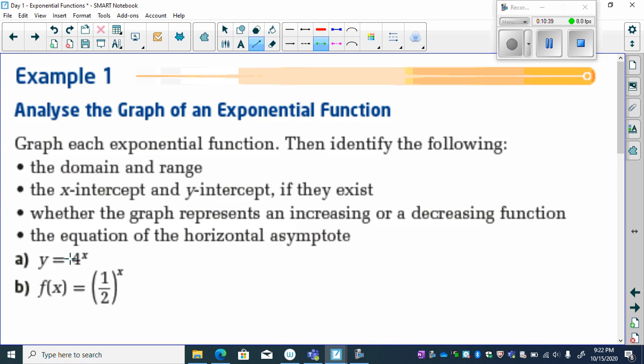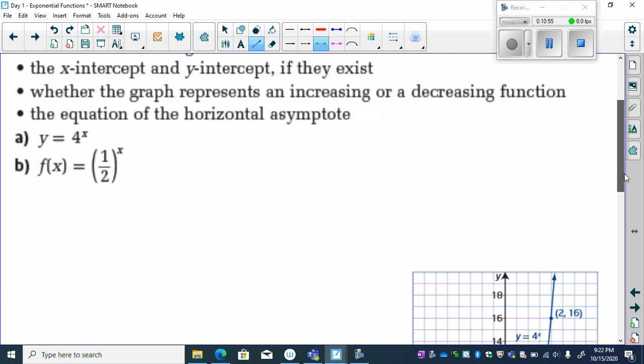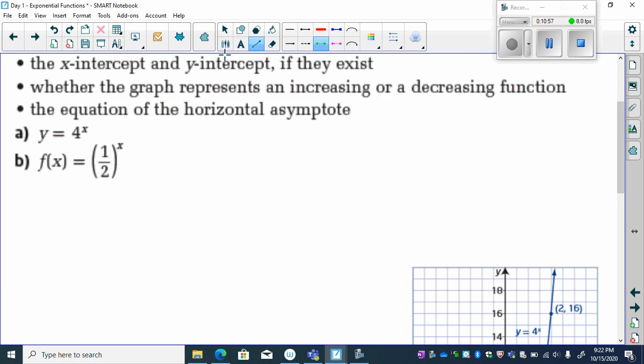Both of them should have no x-intercept. Both of them should have a y-intercept of (0, 1). And we can say increasing or decreasing, we already did that, and then the equation of the horizontal asymptote would be y equals 1. So let's just start with the first one.